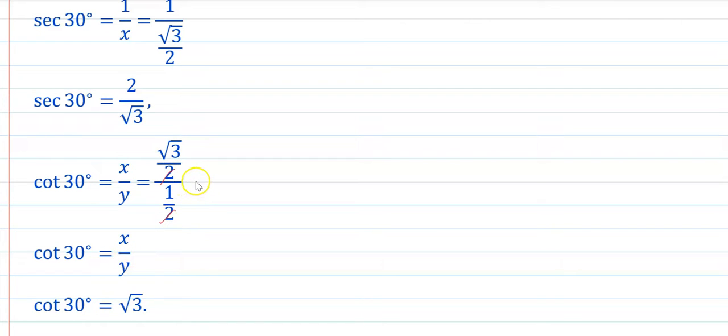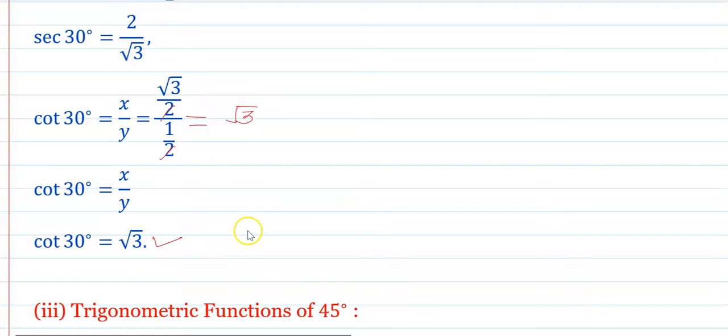And you will get the value of cot of 30. Here it is root 3. Okay. Value of cot 30 is equal to root 3.